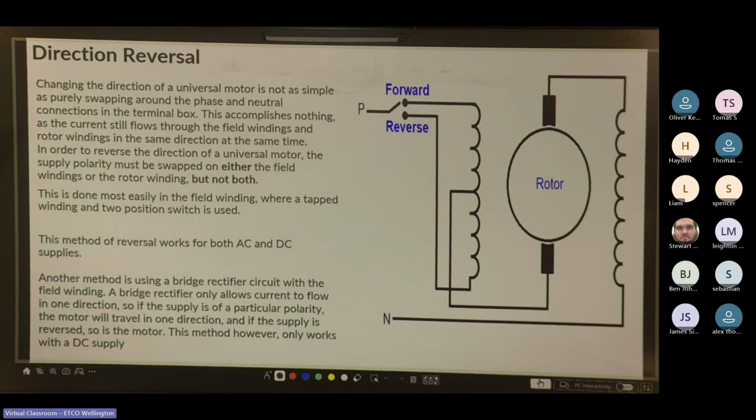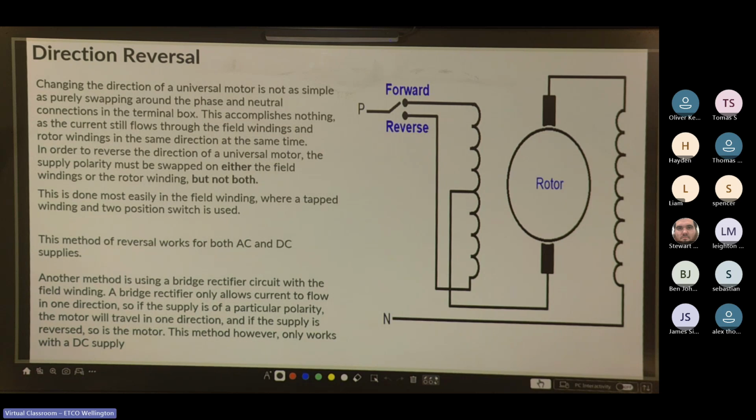In order to reverse the direction of a universal motor, the supply polarity must be swapped on either the field windings or the rotor winding, but not both. This is done most easily in the field winding, where a tapped winding and two-position switch is used. This method of reversal works for both AC and DC supplies.